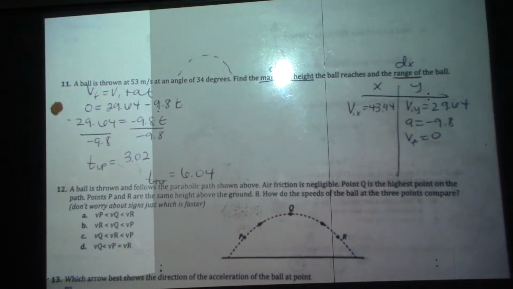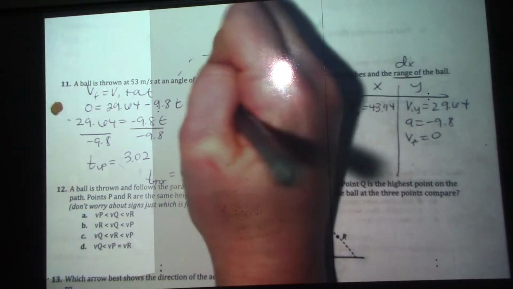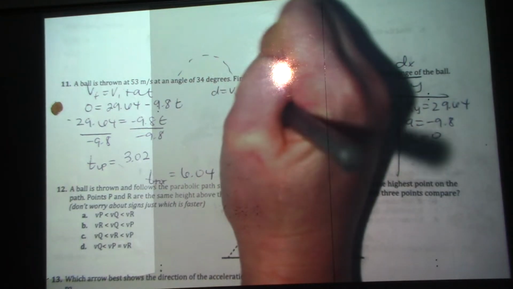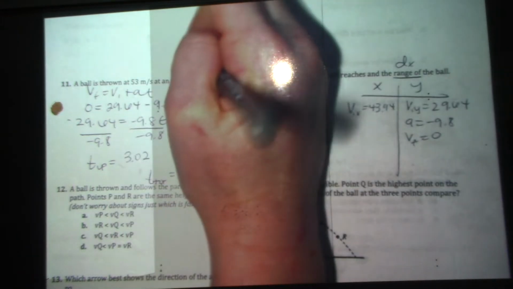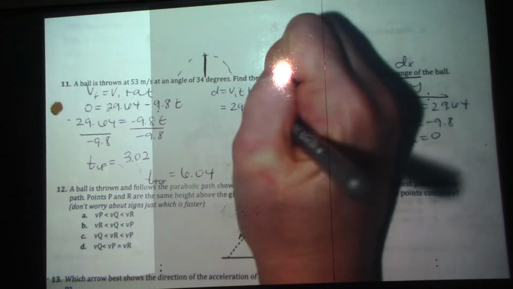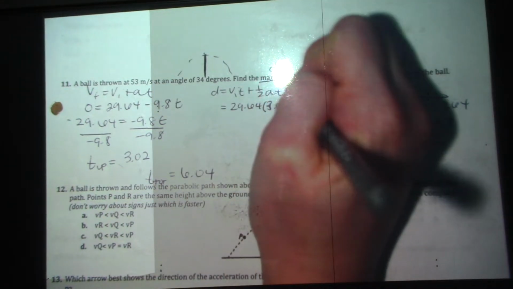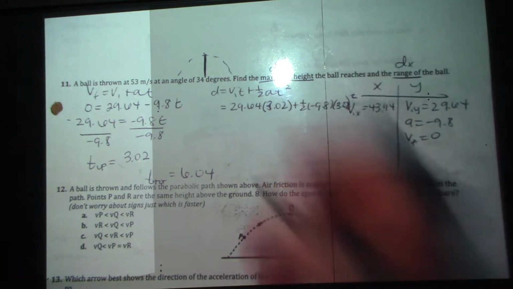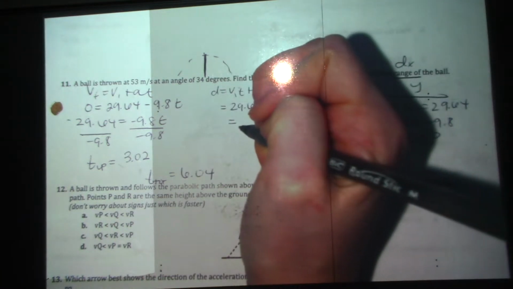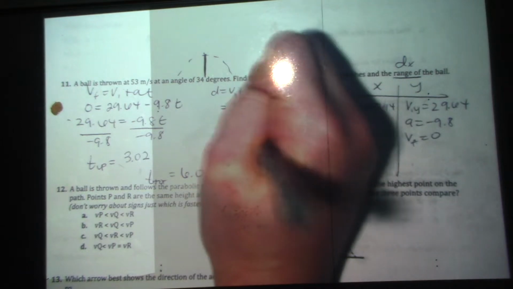Now to find the maximum height, y distance, I would use a y equation for distance, so d equals VI t plus 1/2 a t squared. VI would be the y velocity. I would use t up, because we're talking about at the top. 3.02 plus 1/2 negative 9.8, 3.02 squared. And that gives me a y distance of 44.81 meters. So that is my maximum height.